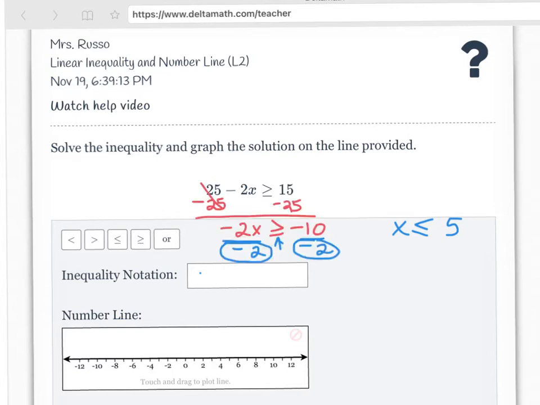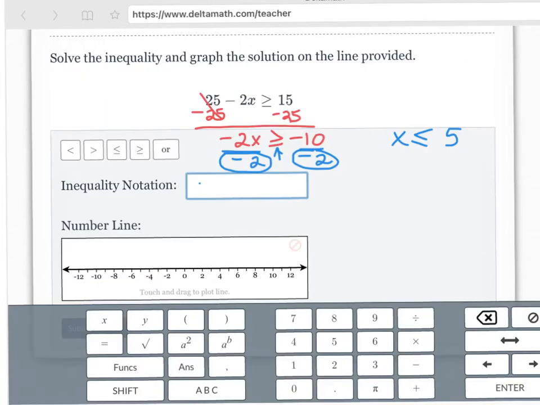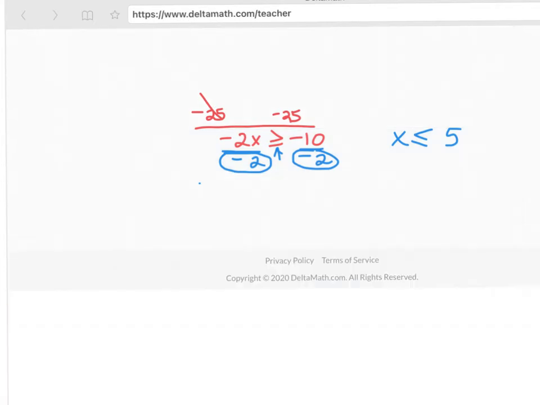So I'm going to type there, in that box, I will type x, and they give me the option up here. They give me, in these boxes, less than or equal to 5. And then on the number line, I'm going to find 5. And because it's less than, I'm going to drag all the way to the end of the number line.